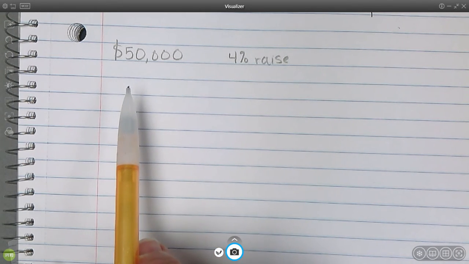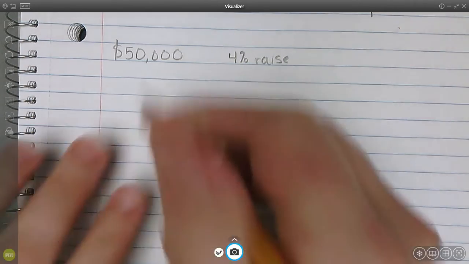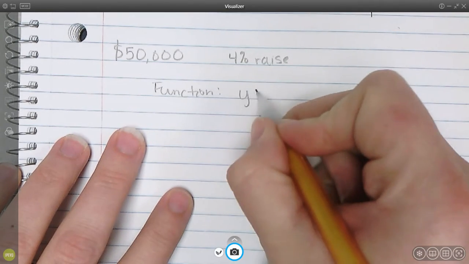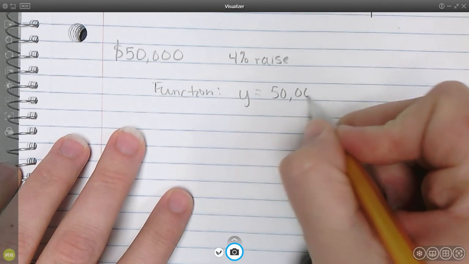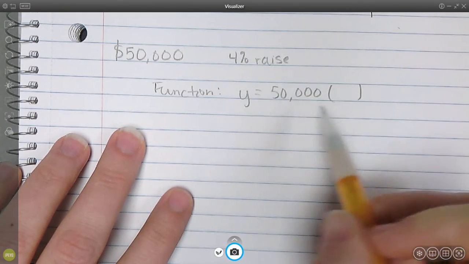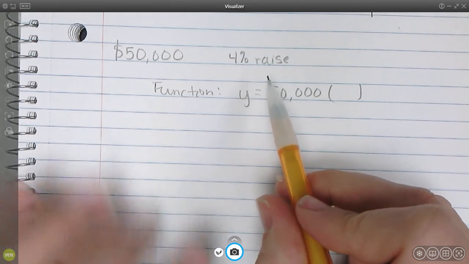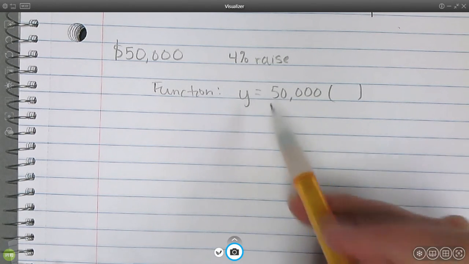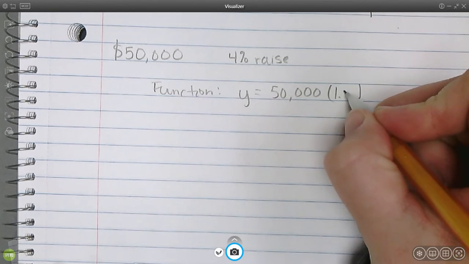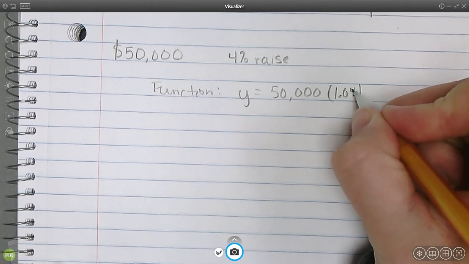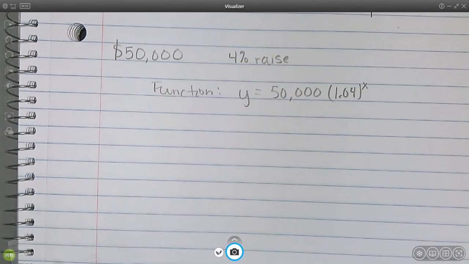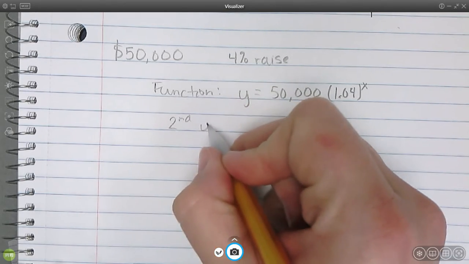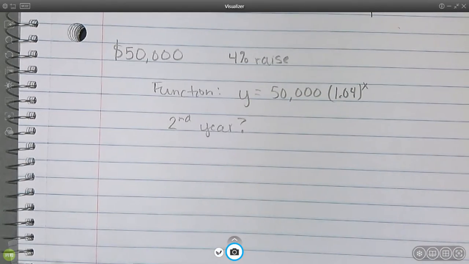So the first thing I want us to do is write a function for this. So we'll have y equals your starting value, so 50,000. Now when you multiply, you're not multiplying by 4. You need to write this as a percent, but you don't only want 4% of this, you want 4% more. So that's when you do the 1.04. So this would be a 4% raise to the power of x. So what is the salary for the second year?